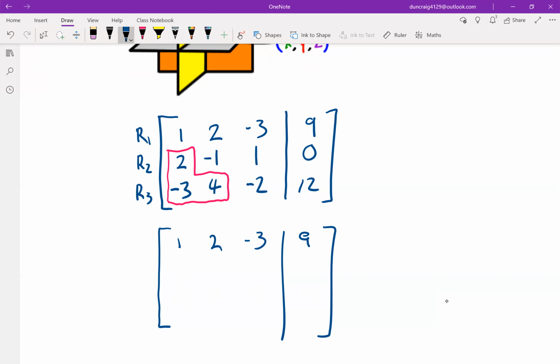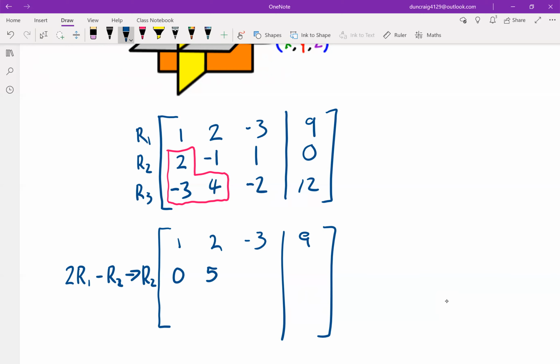Firstly, if I want to make the 2 equal to 0, what I want to do is take 2 of row 1 and subtract row 2 away from it. So I want to take 2 of row 1, take away row 2, and then put it back into row 2. So 2 times 1 is 2. 2 take 2 is 0. Now we go ahead and do it for all these values here. 2 times 2 is 4. 4 take -1 is 5.